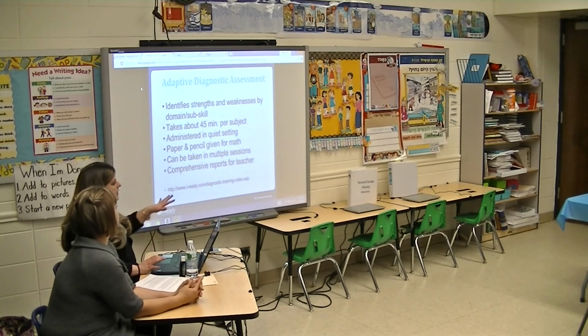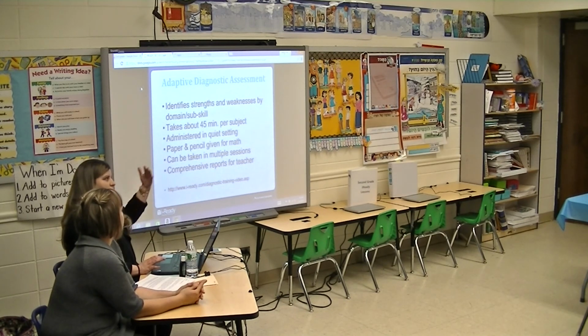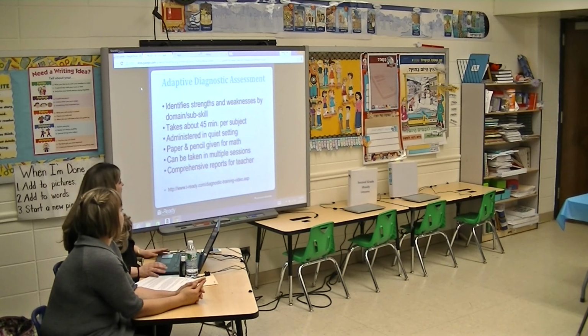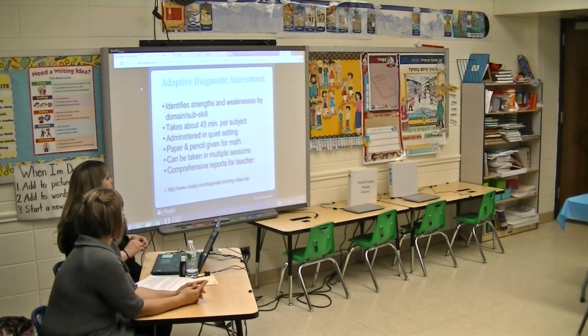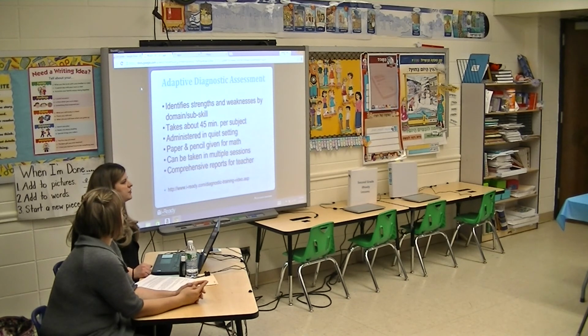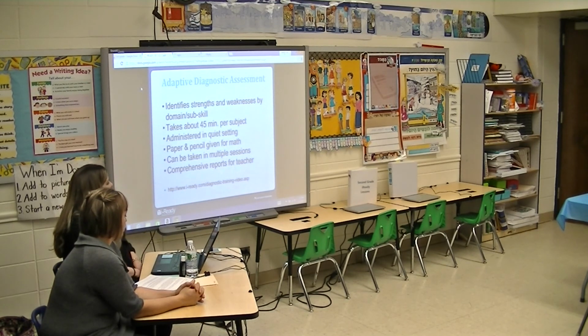It's administered in a quiet setting, so we generally have them here, and we usually go across the hall so that they have no external noise or interruptions. They are given paper and pencil for math, although there's also a tab that they can use. A lot of them like to work it out on paper and pencil. And it can be taken in multiple sessions. Some kids need a break. You know, it could be too much for them, so if they want to take that break, have a snack and go back, that's great, or if they want to return the next day, that's fine as well.